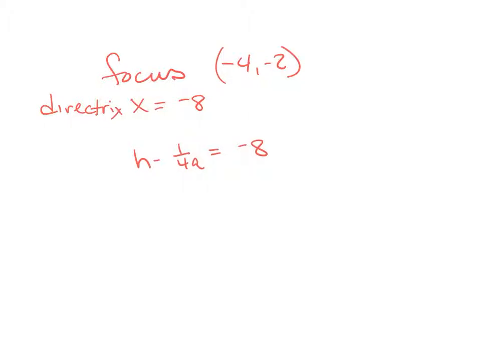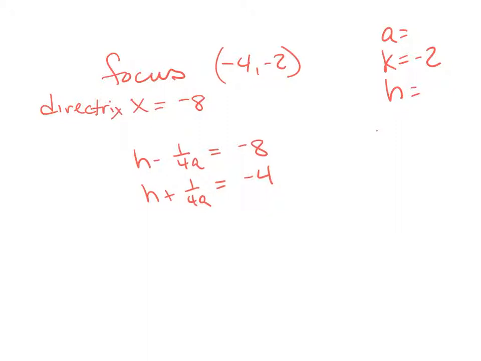Now you go to the focus formula and you have h plus 1/4a, comma k, right? So h plus 1/4a is the first number. That's going to be -4. Does everybody understand why it's the first number? Because it's the first number of the focus. And k is -2 because that's the formula. So you already found k. We need a and h.